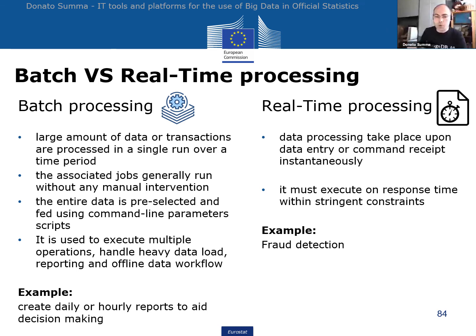So, for example, if you want to detect a fraud in a system, this task could not be assigned to a batch job, because the batch job probably will be able to find the fraud, but you will be aware of it only after a certain amount of time. In case of fraud, instead, you want to be immediately aware of what is going on in order to remedy the problem.